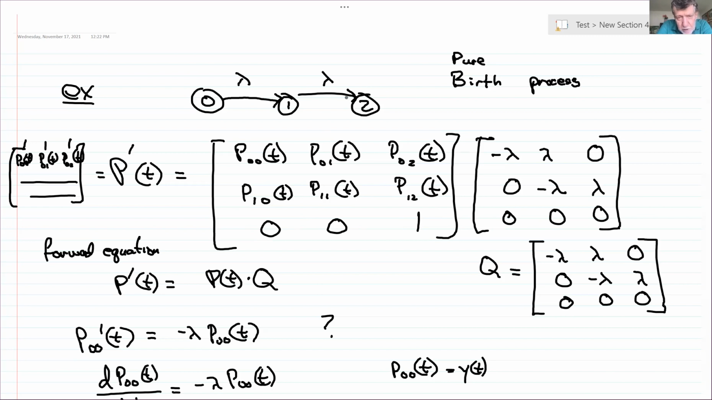And then what about the second row? Well, if you're trying to get from 1 to 0, there's no way to go down. We've already said that before. So the chance of going from 1 to 0 in time t will still be 0.